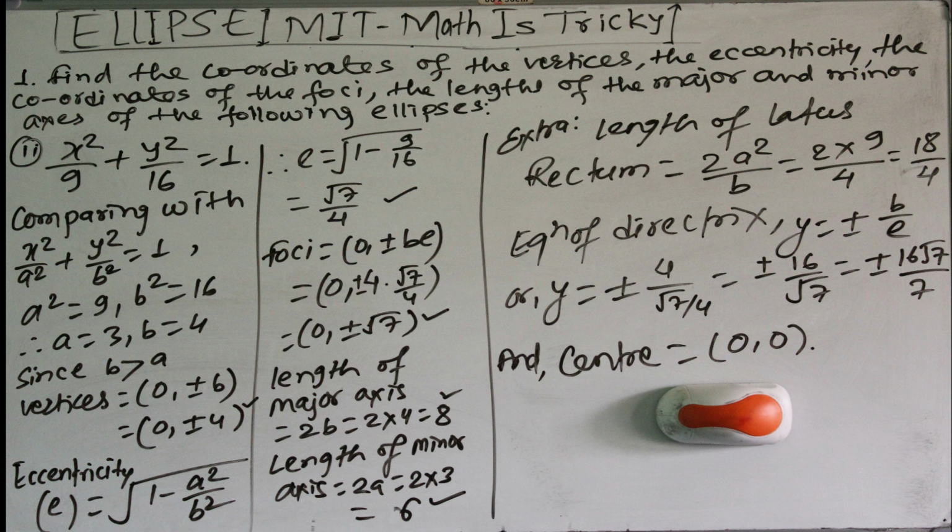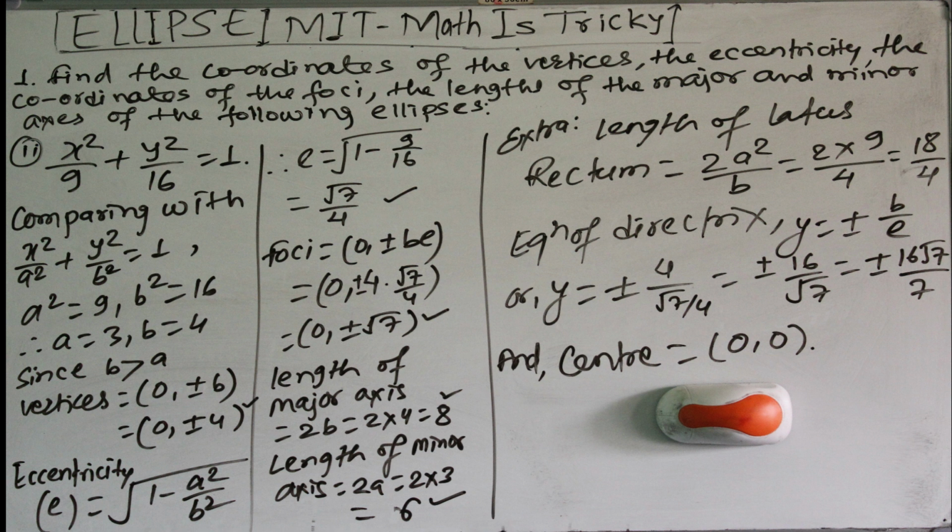Eccentricity will be square root of 1 minus a square by b square. By simplification we'll get here square root of 7 by 4. Foci will be 0 comma plus minus be, and put the value of b as 4, e as root 7 by 4. We'll get here foci equals 0 comma plus minus root 7. Length of major axis will be double of the greater number, so it is here 2 into 4, it is 8, and length of minor axis will be 2 into 3, that is 2a equals 6.